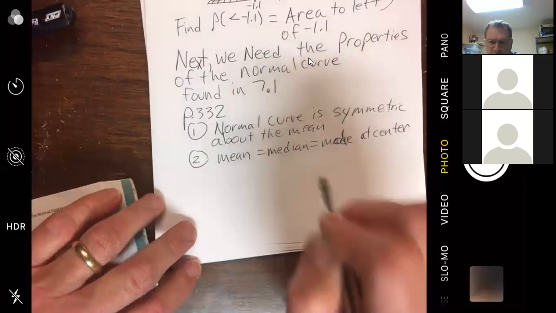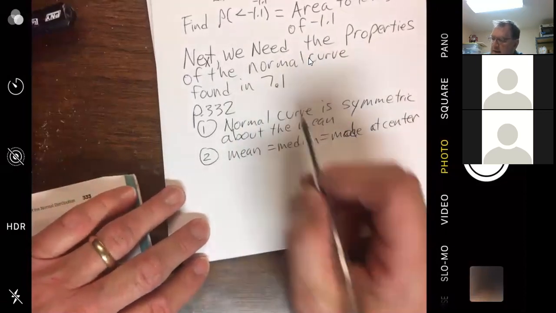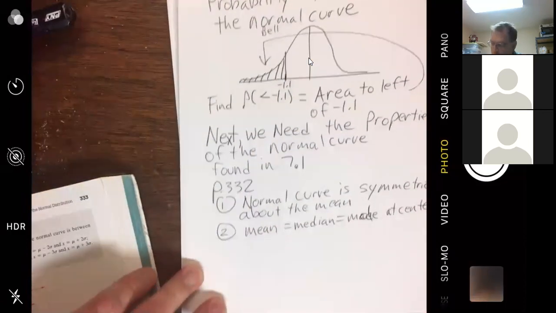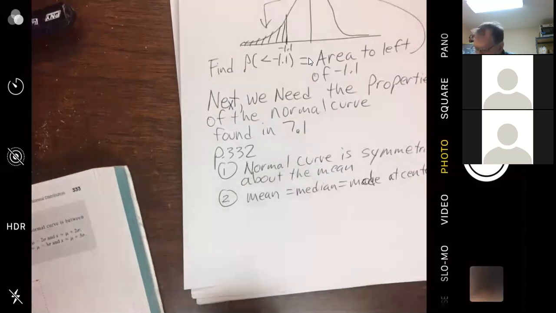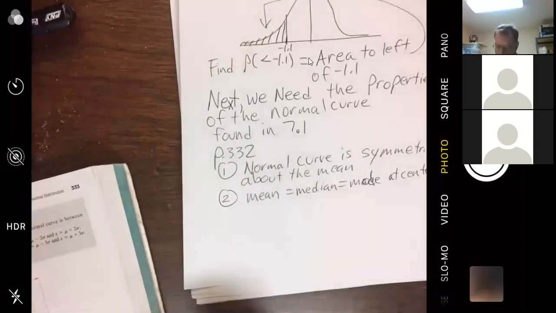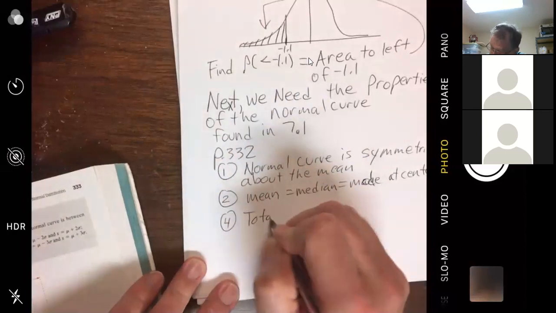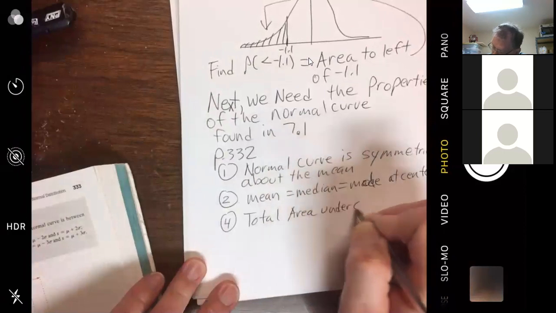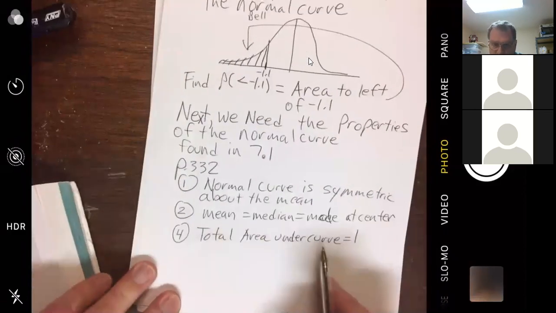We actually hit some of these in chapter 3. I remember all 3 were identical at that center. Okay. Number 3, we're going to ignore. It's about inflection points. That's a calculus concept. Number 4, we hit in chapter 3, total area under the curve equals 1.